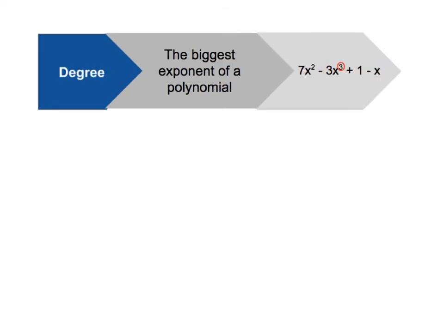The next definition or word is degree, and the definition is the biggest exponent of a polynomial. So remember for your exponents, you're looking at your little numbers. So we have 2, 3, and then there's kind of a sneaky one right here. So those are my 3 exponents. My biggest one is circled. It is number 3, x to the power of 3. So we would say that the degree of this polynomial is 3.